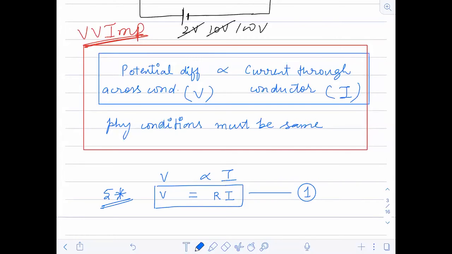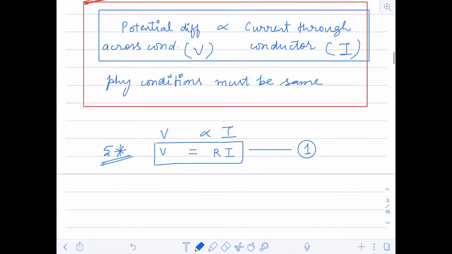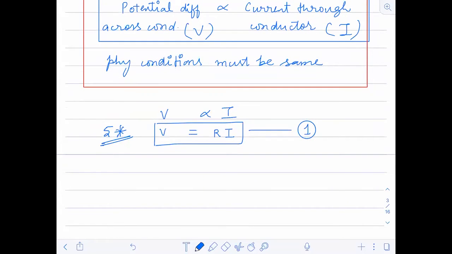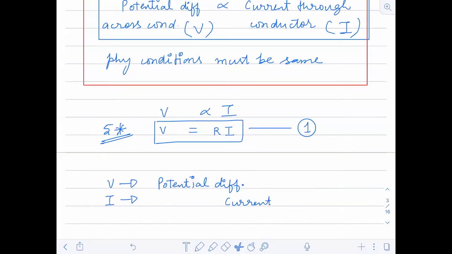Now here, what does V represent? V is the potential difference. What does I represent? Current, electric current.